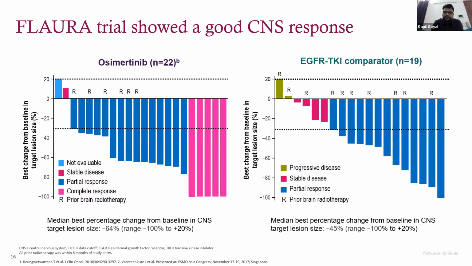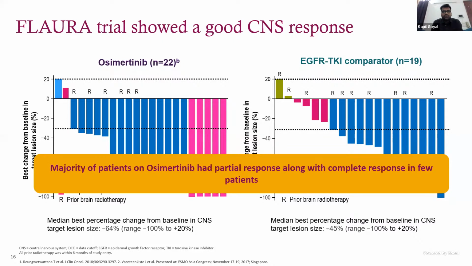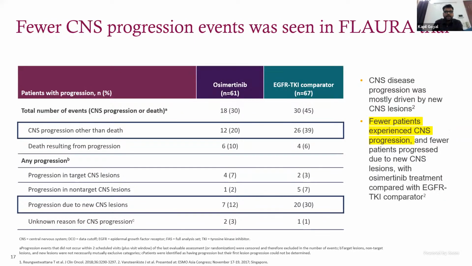If we look at the waterfall plot, on the left side we have the osimertinib arm, and on the right side we have the EGFR TKI comparator arm. The median best percentage change from baseline in CNS target lesion was 64%, while in the comparator arm it was only 45%, and most of the patients had actually responded well. The majority of patients on osimertinib had partial response along with complete responses in a few patients, while nothing of the sort was seen in the comparator arm.